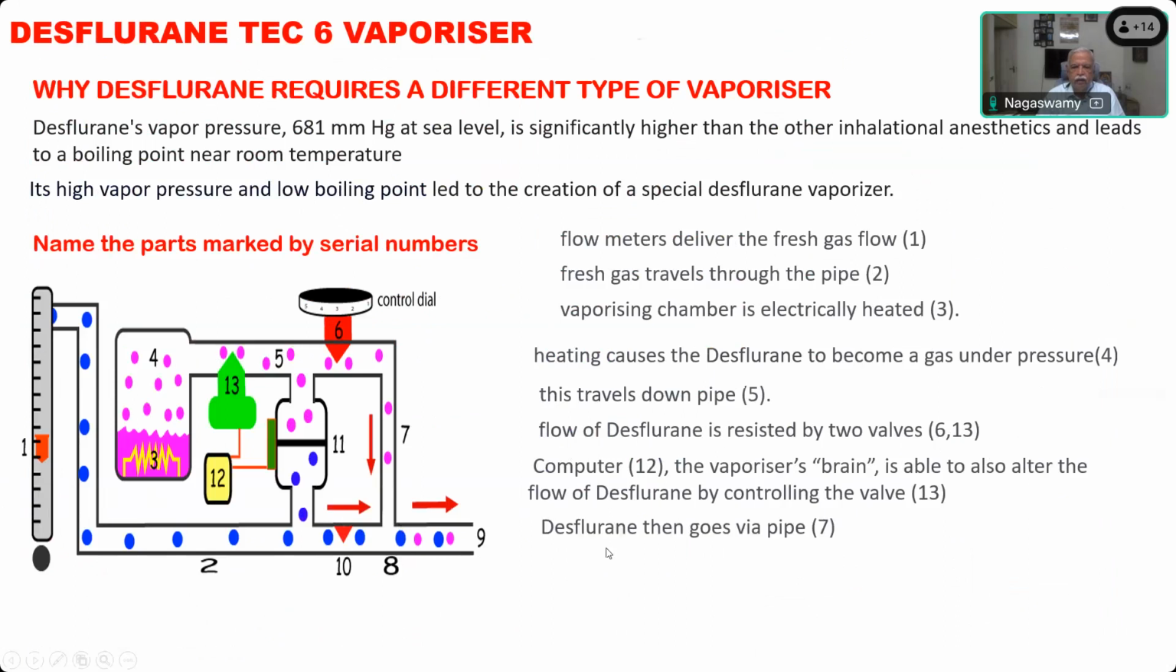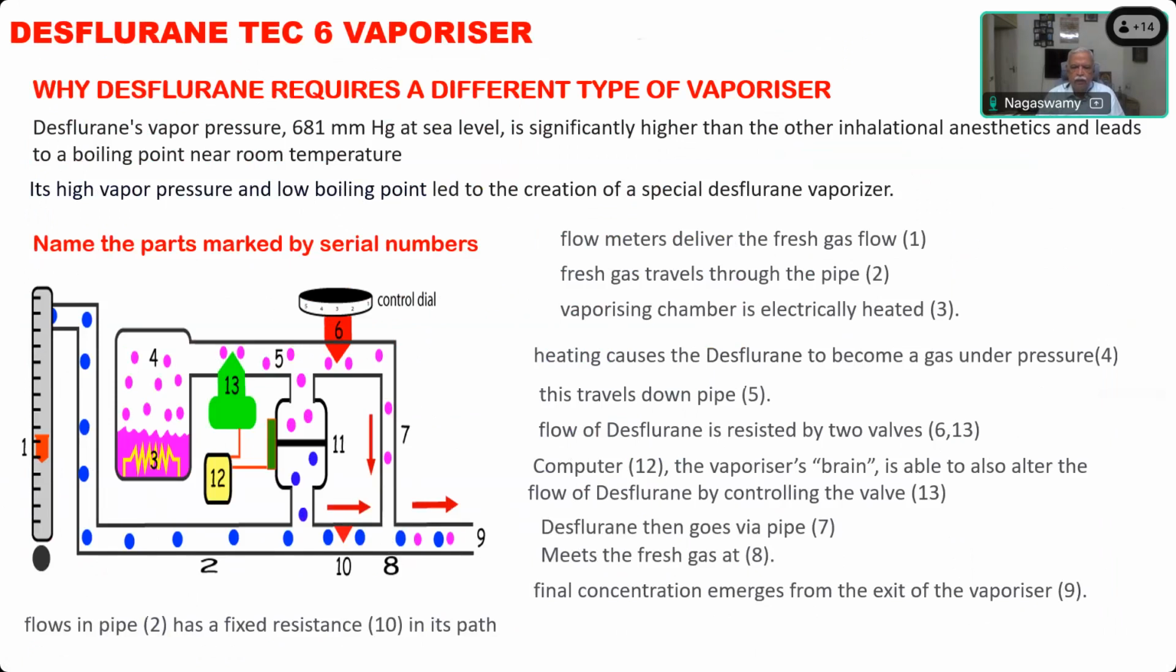And 7 is the desflurane vapor going pipe, and 8 is the point where it meets. So the fresh gas flow which is coming separately meets the vapor which is coming here at this point only. So you can see no fresh gas flow is entering the vaporizing chamber. Okay, it's very clear in that. And the final emergence is at number 9, and flow in the pipes has resistance at 2 and 10 in the path, and 11 is called the differential transducer.